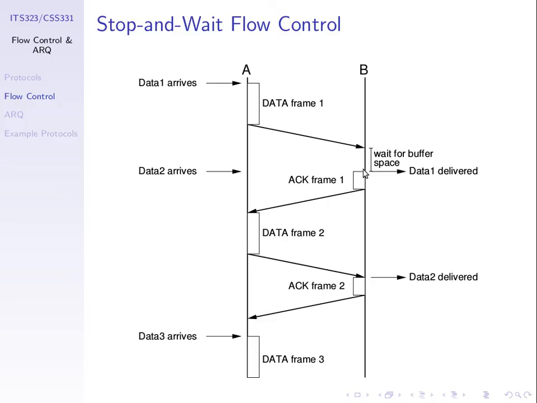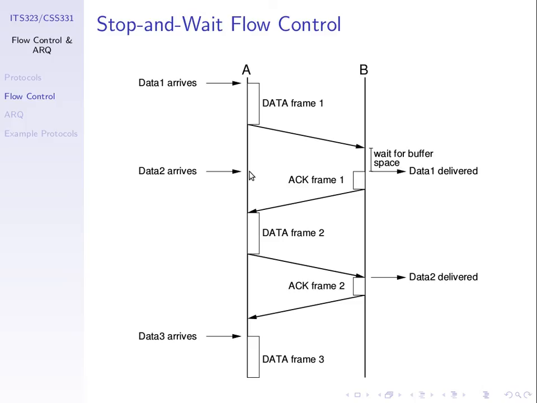B transmits ACK frame 1. It propagates back because B is ready for more data because it's finished processing data 1. Let's come back to A. A transmitted data frame 1, and then it does nothing. The rules are that after transmitting the data frame, you must wait for an ACK to come back. You stop and wait for an ACK to come back. So it's doing nothing, A.